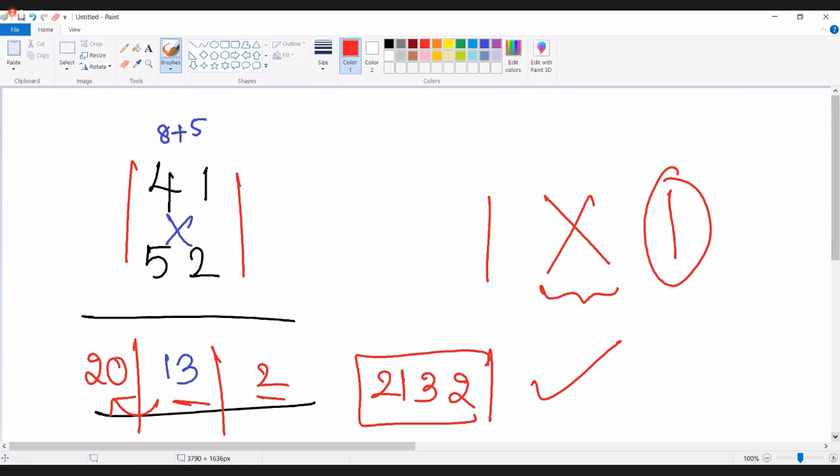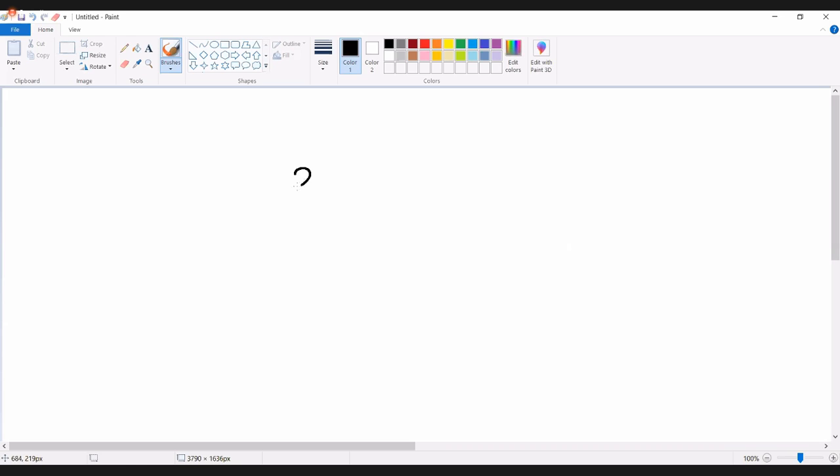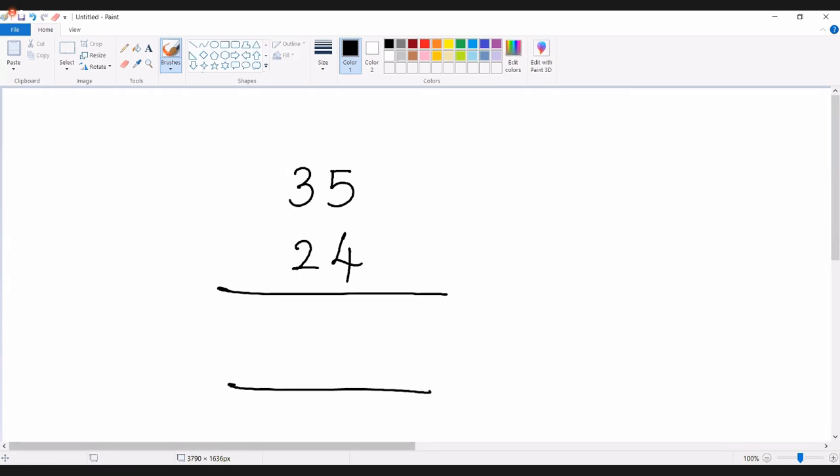Students, are you able to follow? I am asking one more question. If you are able to follow, tell me the answer choice for this. 35 multiplied by 24, what will be the resultant? Please tell me the answer choice if you are able to follow.